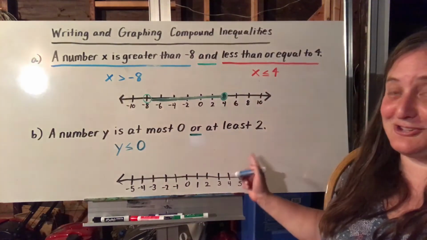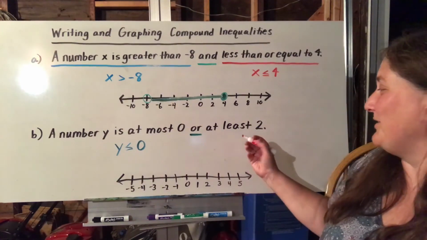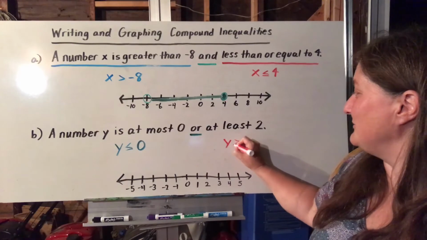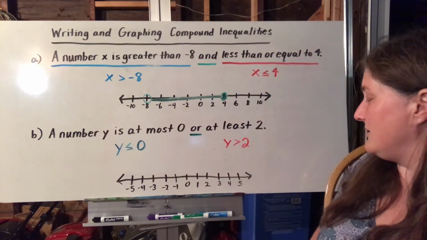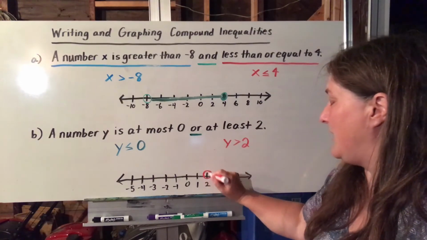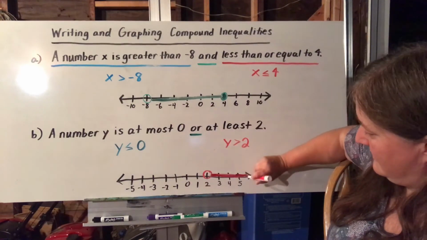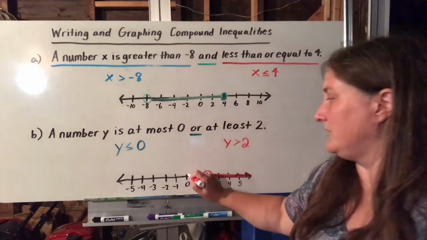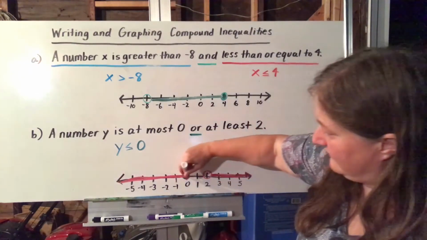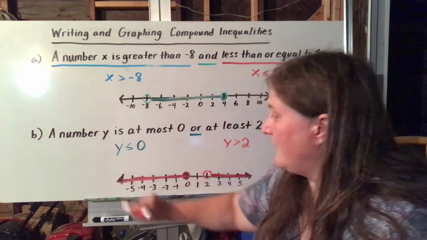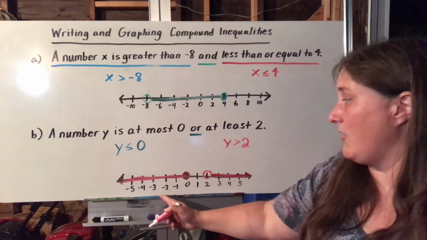And it's at least 2. So that also means that at the smallest it's 2, so y is also greater than or equal to 2. So when I go to graph these, the y is greater than or equal to 2 is going to be going to the right. Anything 2 or larger. And it can be equal to 0 or anything less than 0. So going off here to the left. And this one is called a union because it's a solution for this inequality or this one.